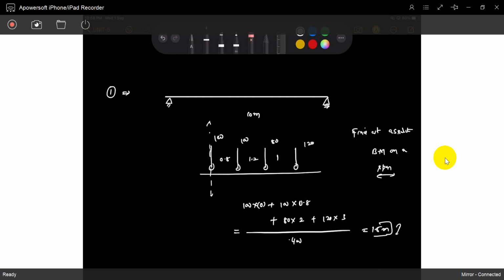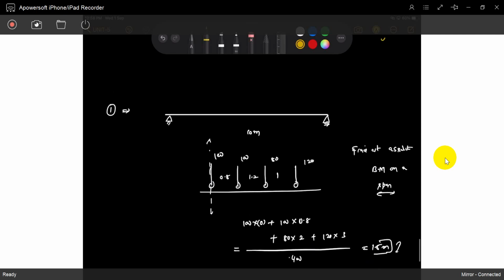It's 1.5. So 1.5 means what? See, 1.5 means this is 0.8, so 2. So this is the system, the total load of 400 acting like this. You can feel that. So this is a 1.5, so you can expect this is a 0.7. This is 1.2 minus 0.7, 0.5. That's it. This is the center of gravity.